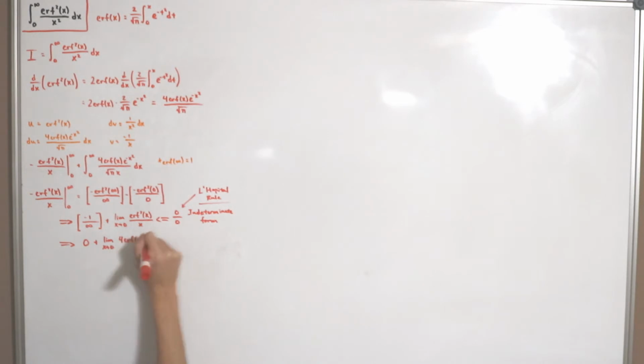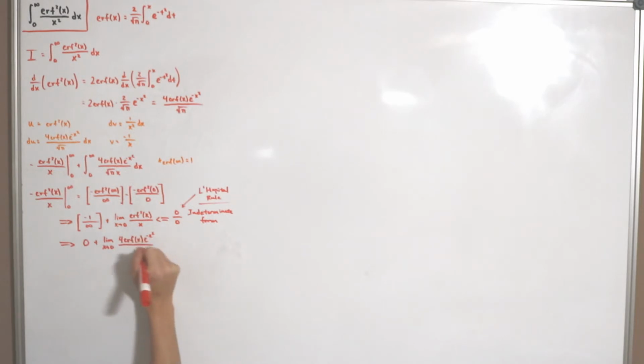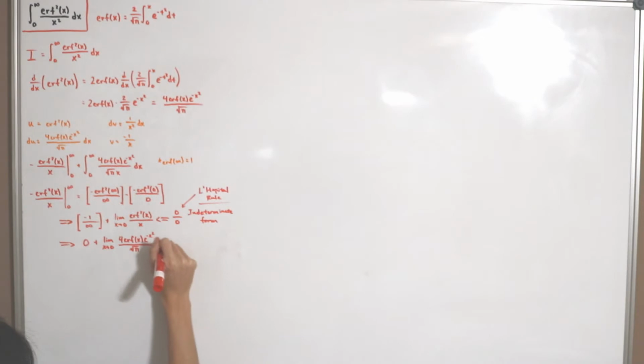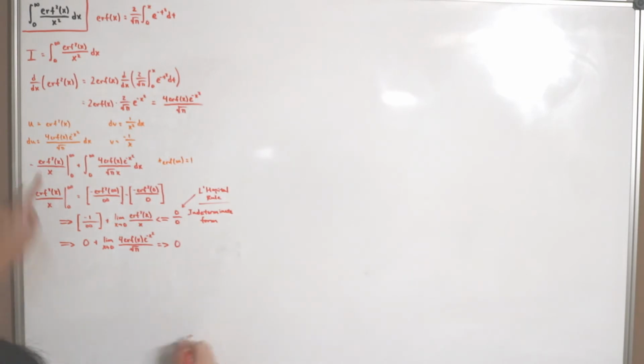So that's 4 times the error function of x, multiplied by e to the negative x squared, and then divided by the square root of pi. Okay, but then we plug that in. When we plug in x, this is going to be 0, and when we plug in this, this is 1. So that means this whole thing is going to equal 0. So over here it's just 0. Now all that's left to calculate is just this little integral over here.